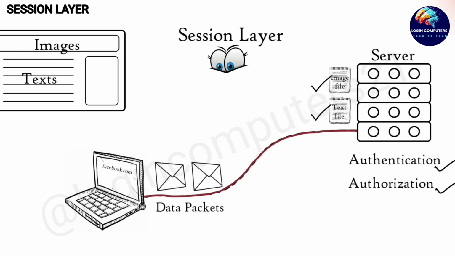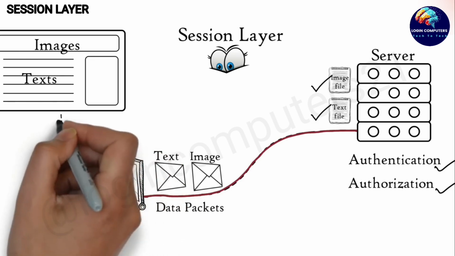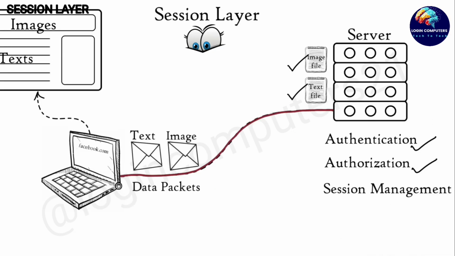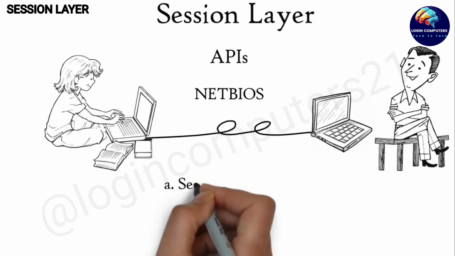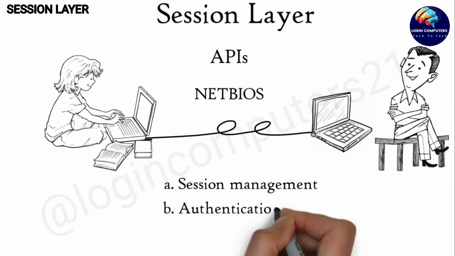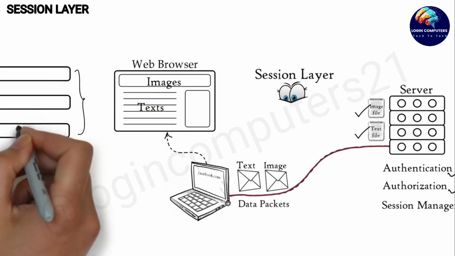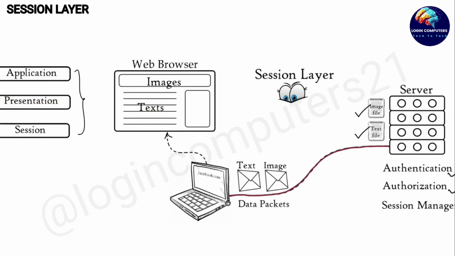Session layer keeps track of which data packets belong to which file, either text file or image files, and tracks where the received data packets go. In this case, it goes to the web browser. That is, session layer helps in session management, authentication and authorization. Your web browser performs all functions of session, presentation and application layer.